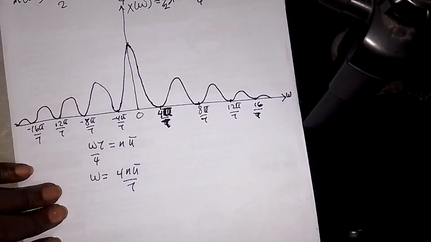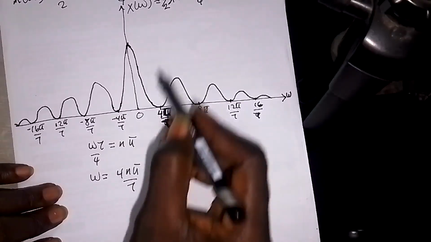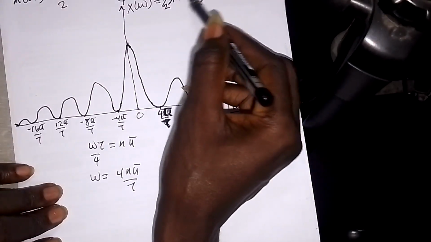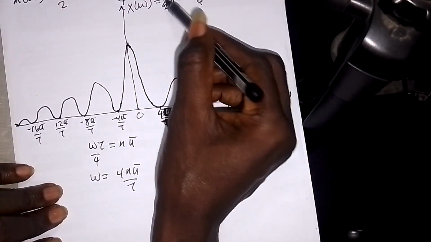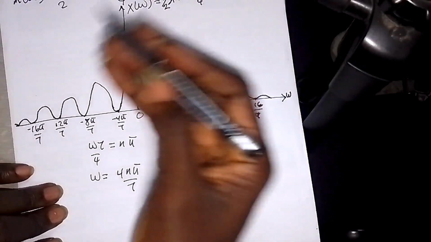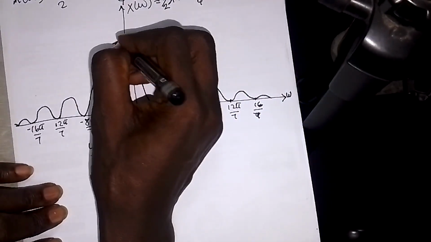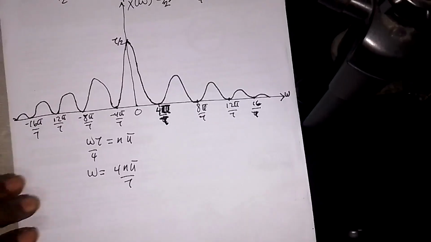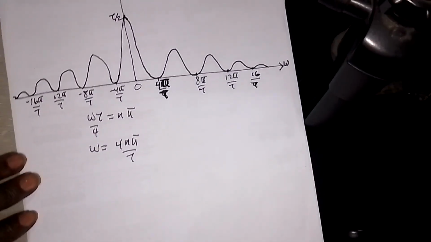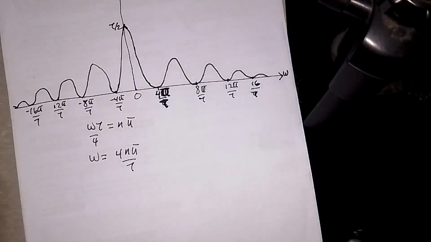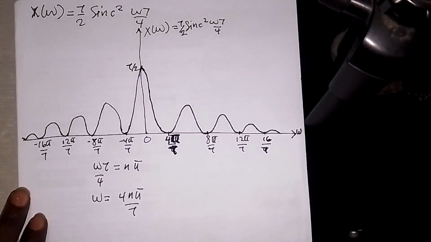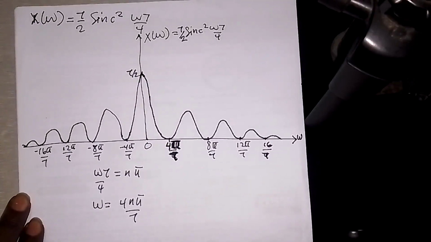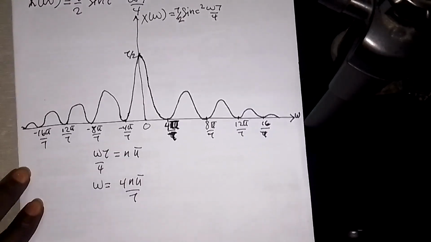Okay, we know that sinc 0 is equal to 1. And this place is what? Sinc 0. So that means that this place will be 1. If this place is 1, then this place will be tau on 2. Okay, so that means that here is going to be tau on 2. So this will be the solution that we require for this particular question, and this will bring us to the end of this particular question.